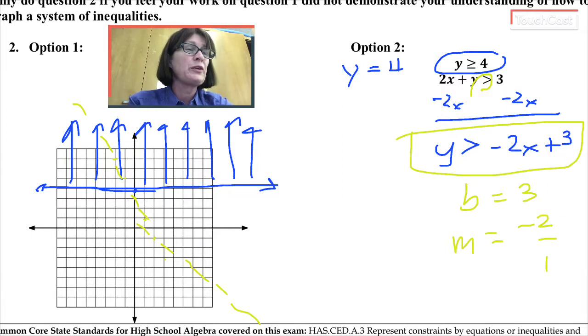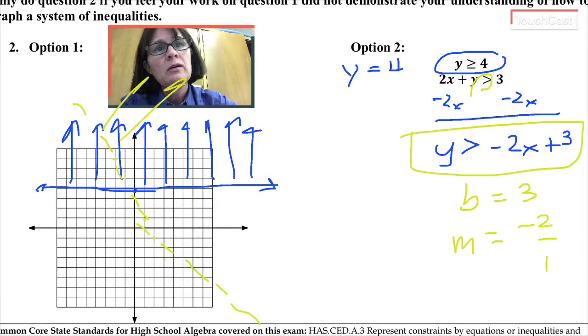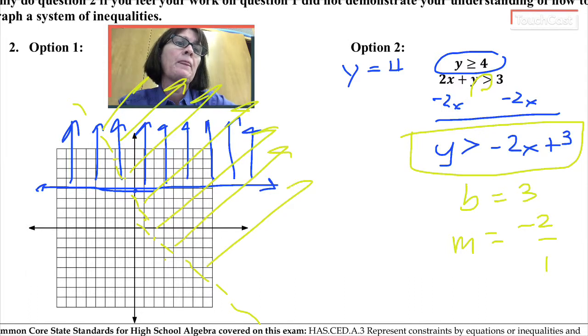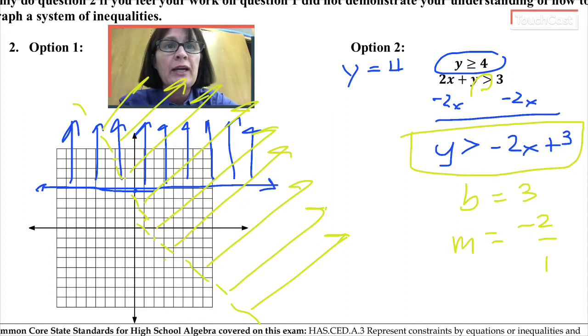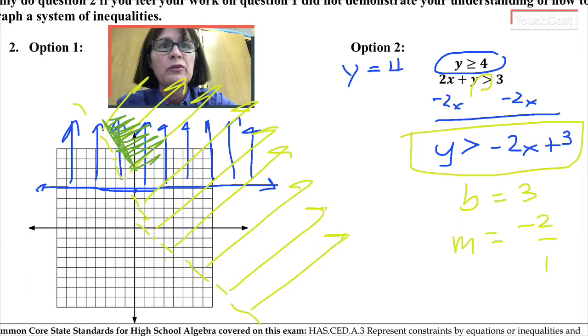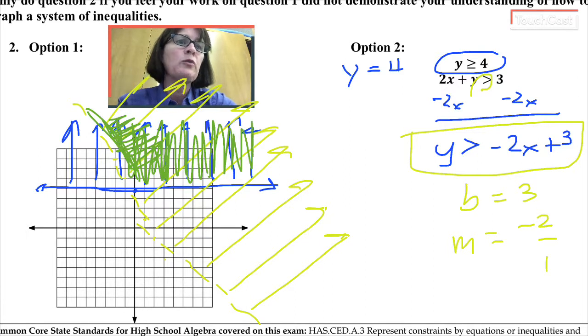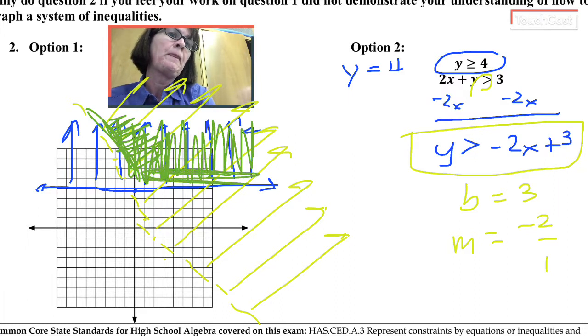Make sure you check the place where you isolated the y. That's a greater than. I'm going to shade above. I'm going to start my marker on the boundary line, and so I'm going to shade above the boundary line. Now when I look to see where the shading overlaps, that's everything above the blue horizontal line, y equals 4, and also above my yellow boundary line. Final answer.